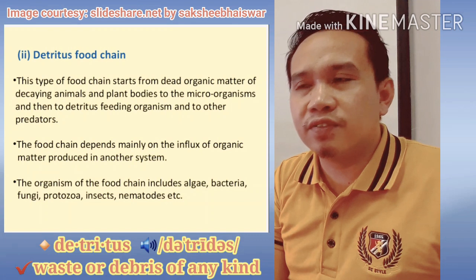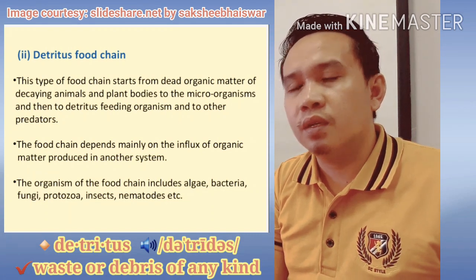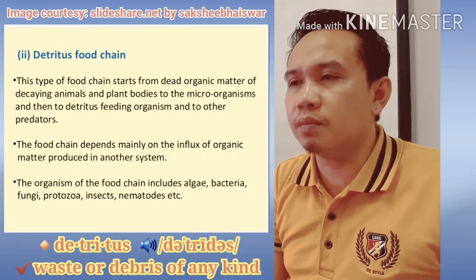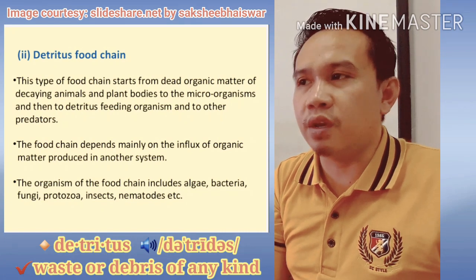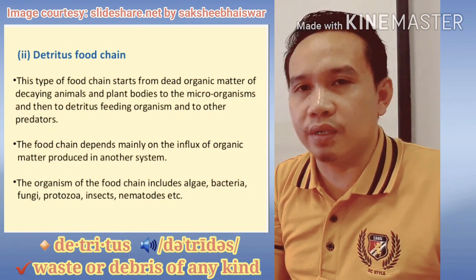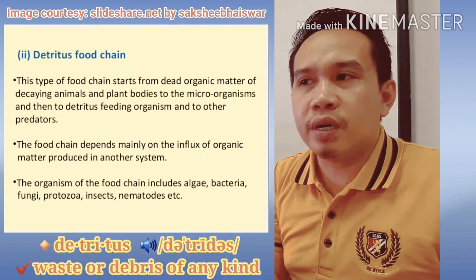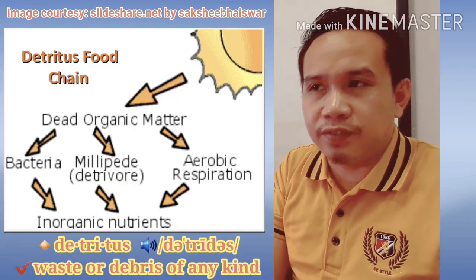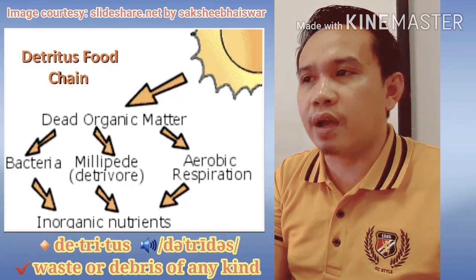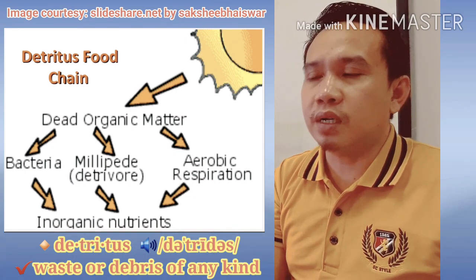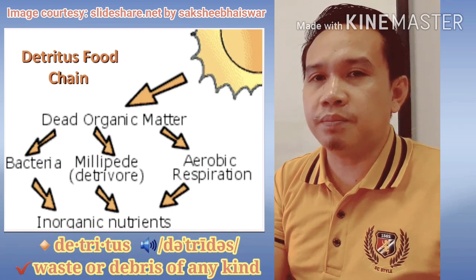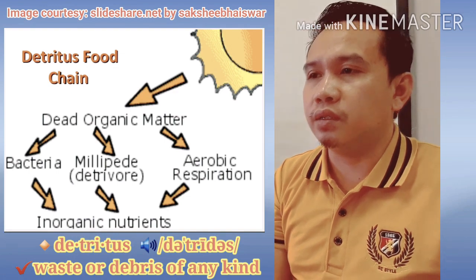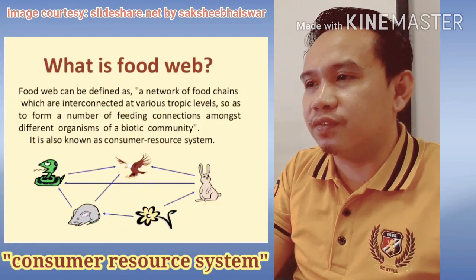What about the detritus food chain? What does that mean? This type of food chain starts from dead organic matter. When you talk about the detritus food chain, the organisms are considered microorganisms. Okay? So detritus feeding organisms are eaten by other predators. For example, there is dead organic matter. That dead organic matter is eaten by bacteria, millipedes, and through aerobic respiration, it serves as organic nutrients.